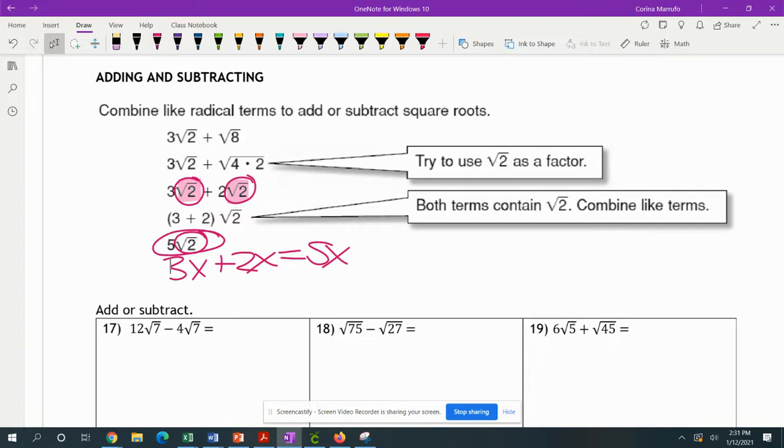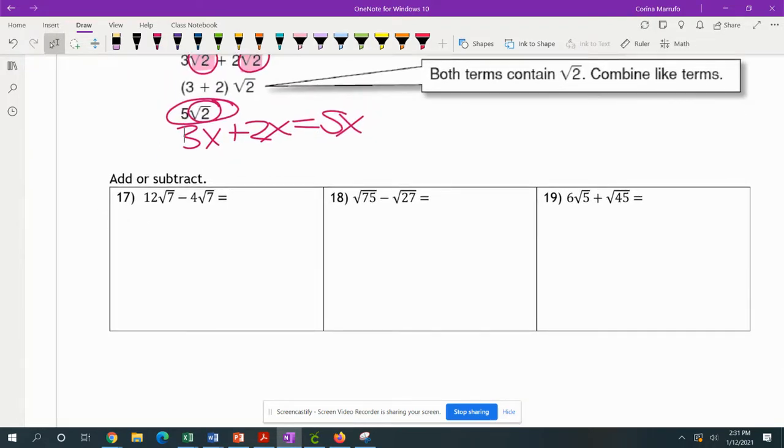Okay, so for example here, if I look, my square roots are the same, square root of 7, square root of 7. So all we got to do is look at the coefficients. Well, 12 minus 4 gives us 8. So that means I have 8 of those things. Okay, those things happen to be square root of 7.